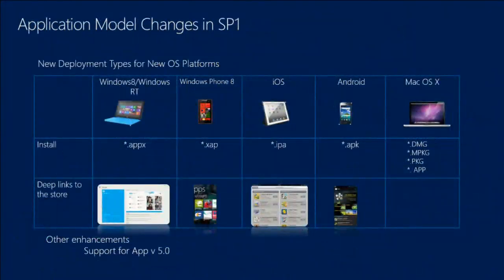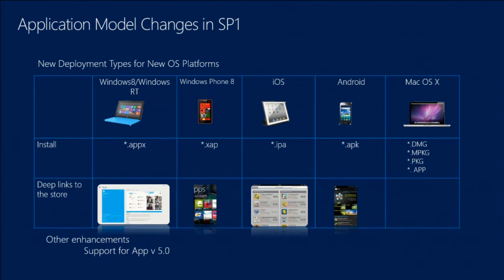So some significant changes that came in SP1 in terms of the application model was support, again, for a litany of new device types. And once we onboarded those different device types, there became a necessity to support the different application types that come with those. So with Windows RT, there's AppX. With Windows Phone, there's obviously a different format as well. Same with iOS, Android, and then Mac OS has a number of different packaging standards.